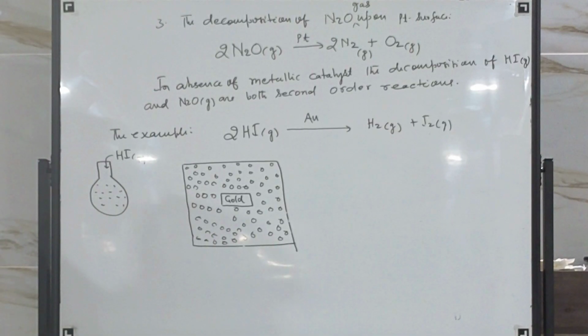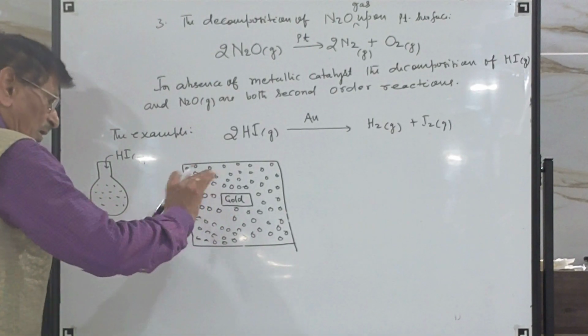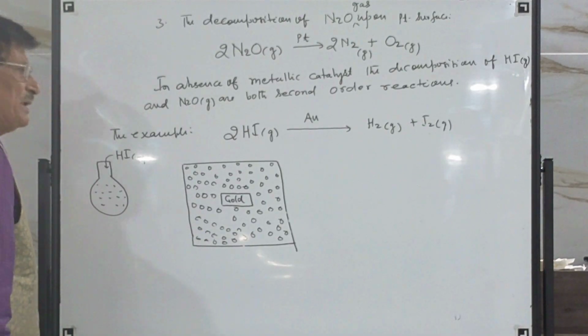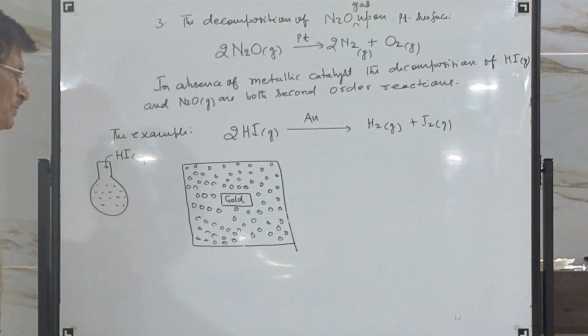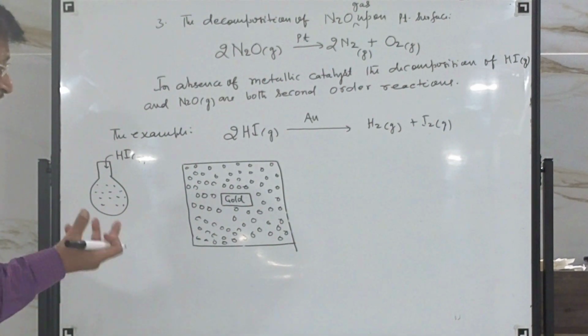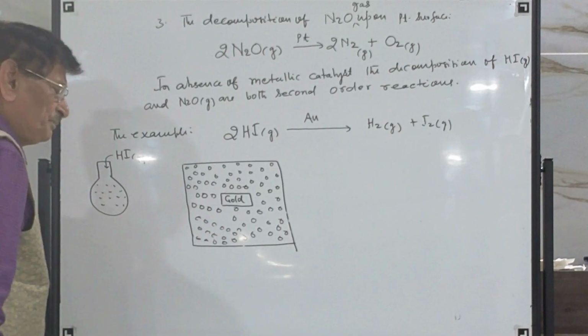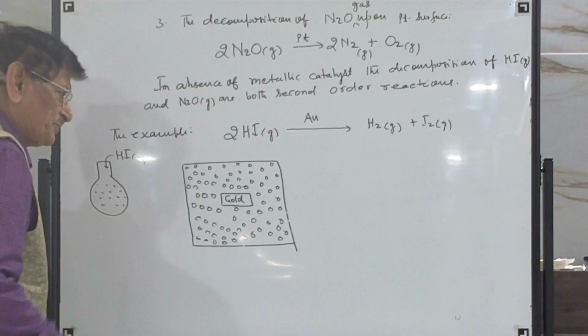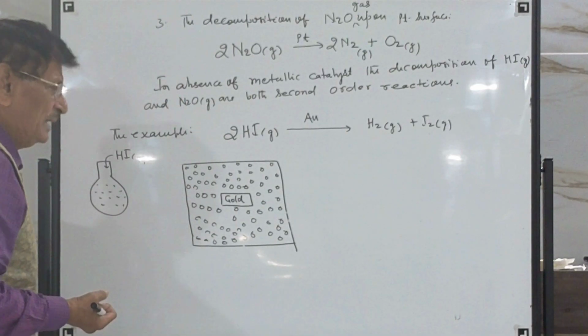Now see, you know that on the gold surface, on any metallic surface, there exists an active center or there exists free valency. And because of this free valency, the surface attracts the gas molecule towards itself.